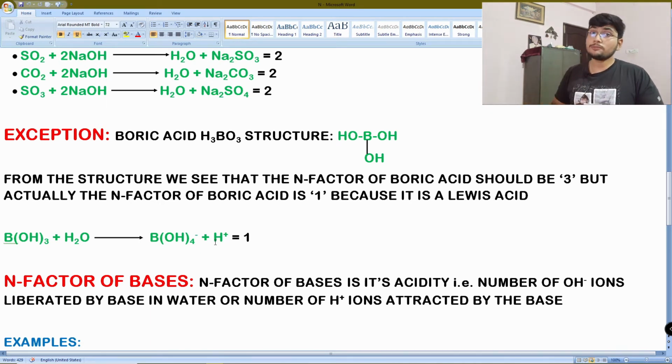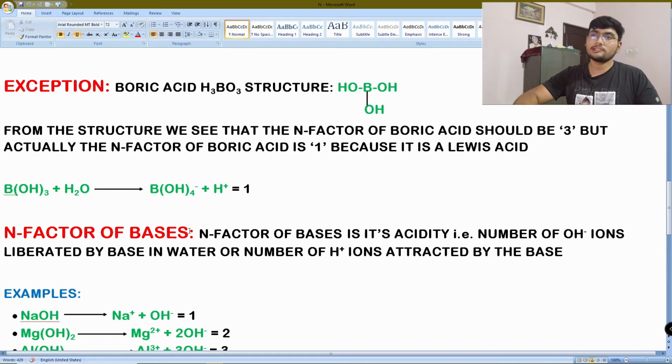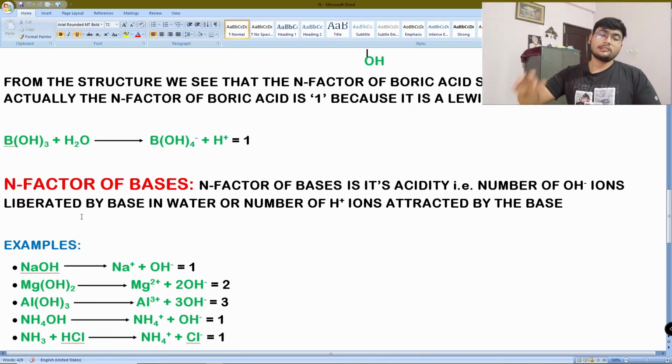I hope these are clear to you. So that's all about the N factor of acids. Now let us talk about the N factor of bases. You see, the N factor of bases is nothing but the acidity of bases. Now what is acidity of bases?